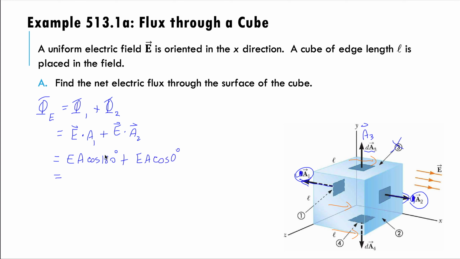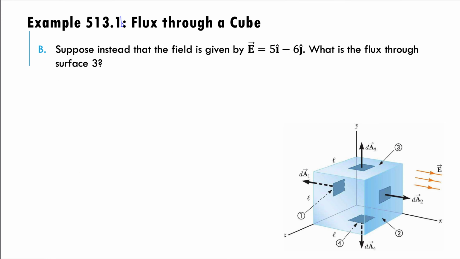So what we get here, and the area is the area of a face, which is L squared, is negative EL squared plus EL squared. So we actually get a net flux of 0. And this is going to be significant once we get to Gauss's law pretty soon, in a couple of videos from now.